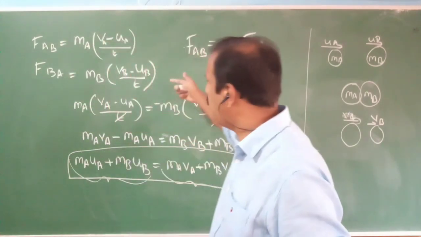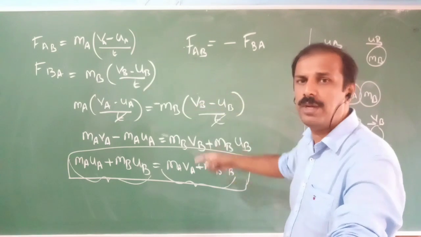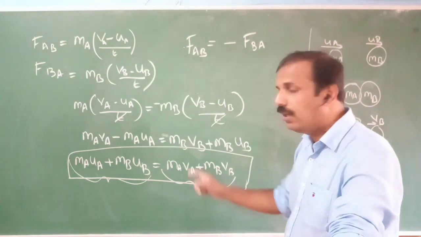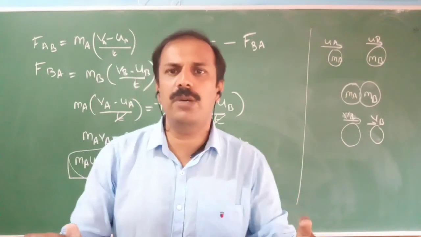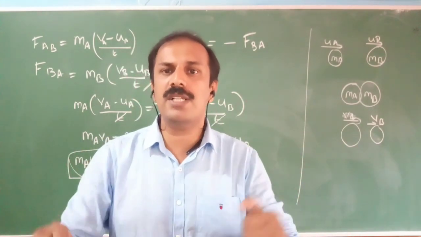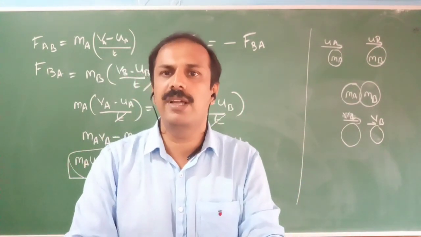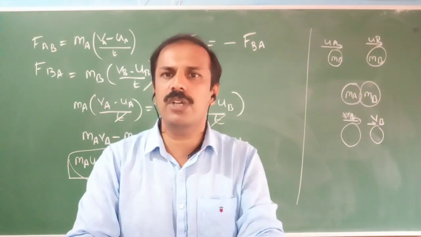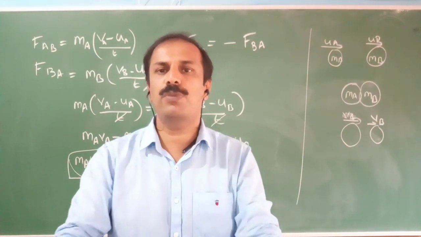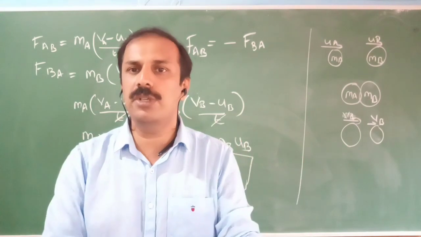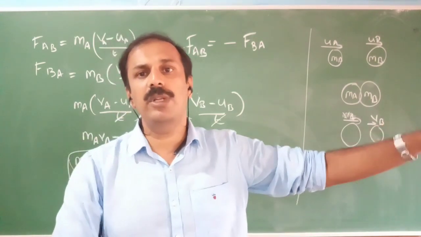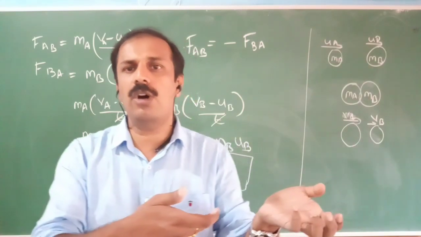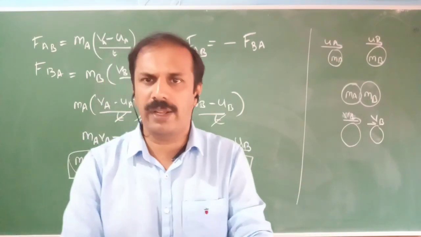You can see this step by step here, or if you look once more in your textbook you will understand. So this is called conservation of momentum. That is, the initial momentum, or the momentum before collision, is the same as the momentum after collision. The simplest example is a gun. Before firing the total momentum is 0. Once you fire, what will happen? The bullet is going with a momentum. With the same momentum, the gun will be coming back.